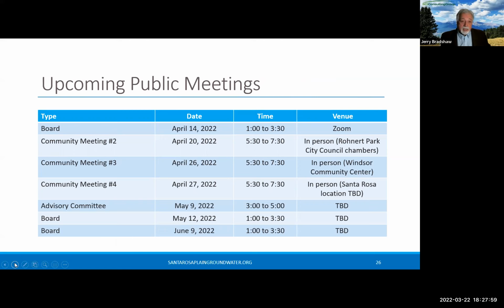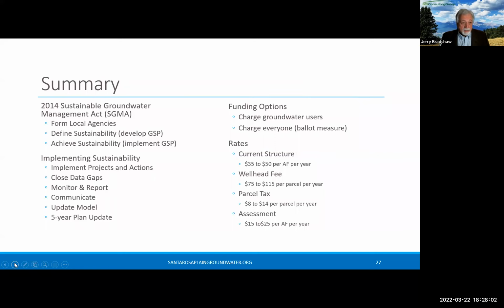The next slide just sums up what you heard tonight from Marcus and myself. The 2014 SGMA Act forces us to form the local agencies. It defines sustainability and helps us develop our plan, and then requires us to achieve sustainability by implementing the plan. That's a summation of the GSP in a nutshell. Implementing sustainability takes implementing projects and actions, closing the data gaps, a lot of monitoring and reporting, as well as communicating with the community like we're doing tonight. And then we have to update the model. And then at the end of the 5 years, we need to update the plan and submit an updated plan at the 5-year mark.